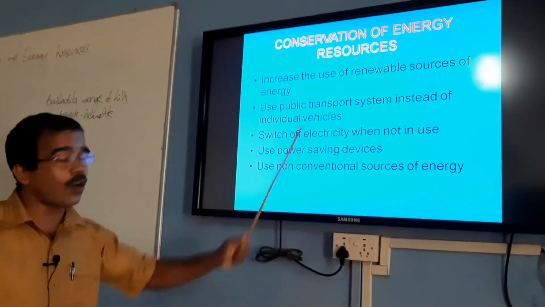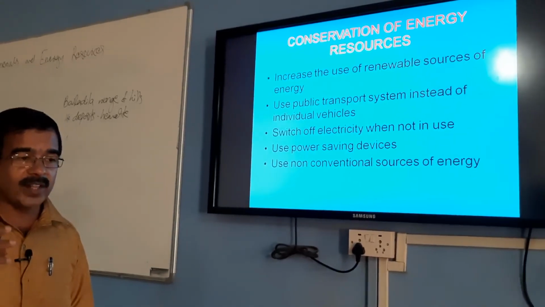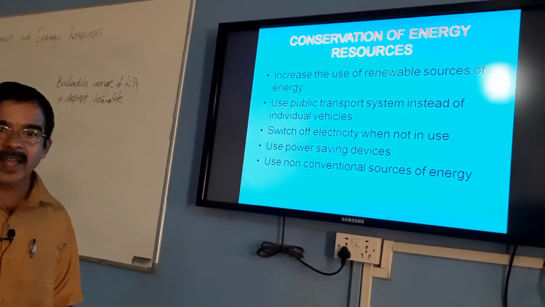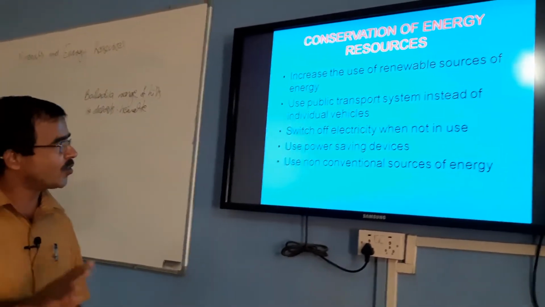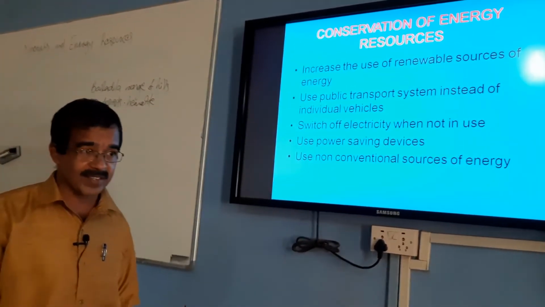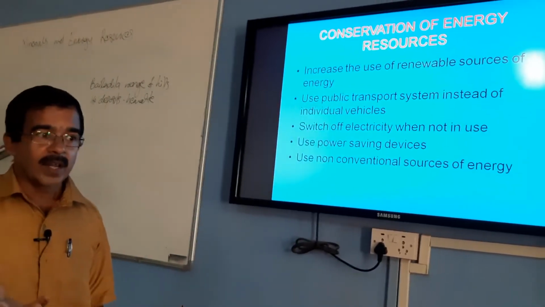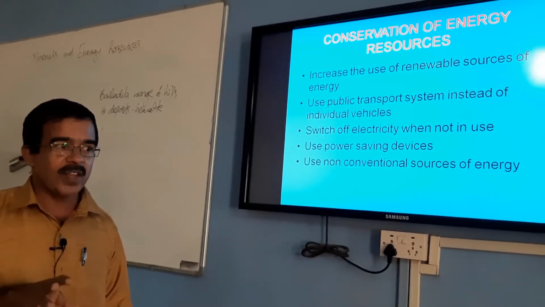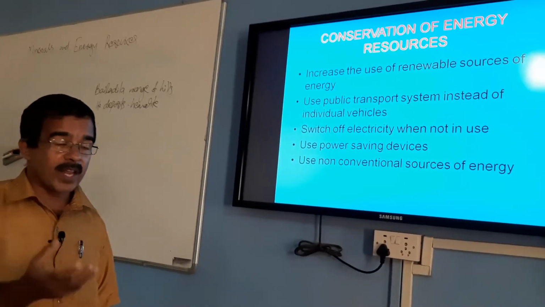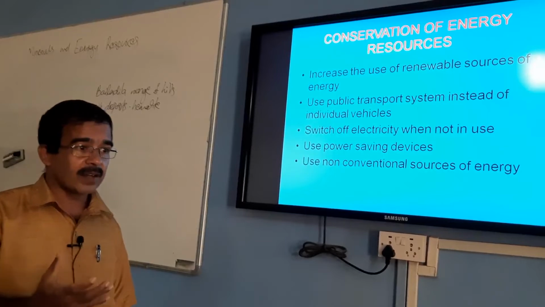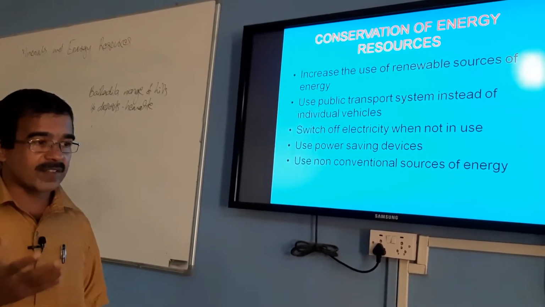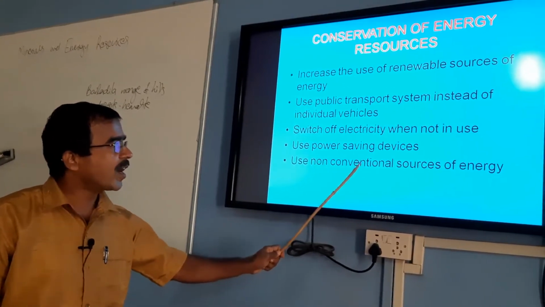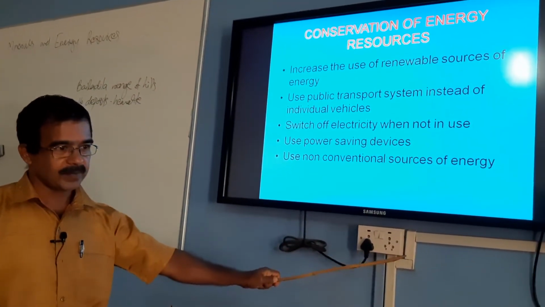Switch off electricity when not in use. Children should see that fans or bulbs are not running. If they are not highly necessary for you, switch them off. Use power saving devices. Sometimes you can see some refrigerators or some machines with 5-star or 6-star marks. Some highly energy efficient machines are there. We have to purchase and use that type of machines, and use more and more non-conventional sources of energy.